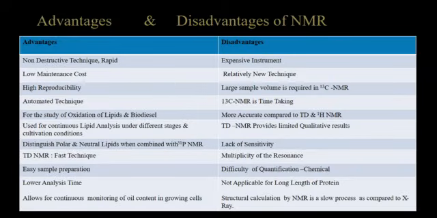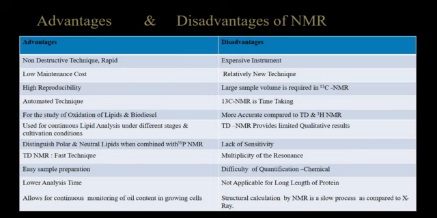What are the advantages and disadvantages of NMR? Advantages of NMR: it is a non-destructive technique, a rapid method, has low maintenance cost, high reproducibility, and is an automated technique. It is used for the study of oxidation of lipids and biodiesel. It is used for continuous lipid analysis under different stages and cultivation conditions. It can distinguish polar and neutral lipids when combined with 31P NMR. TD-NMR is a fast technique with easy sample preparation and lower analysis time. This allows continuous monitoring of all content in growing cells.